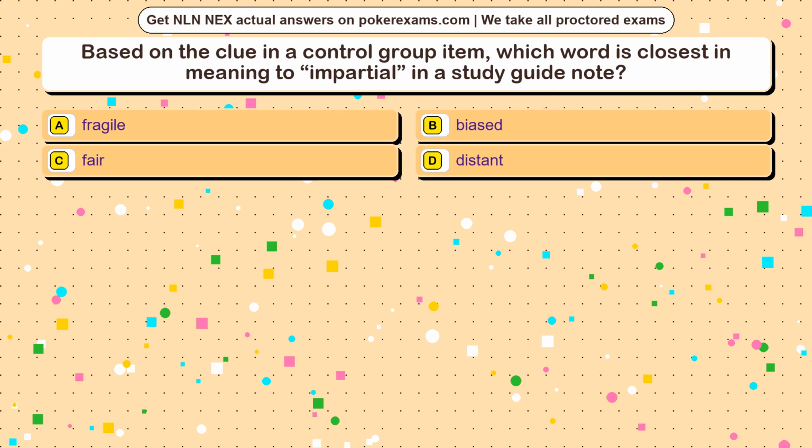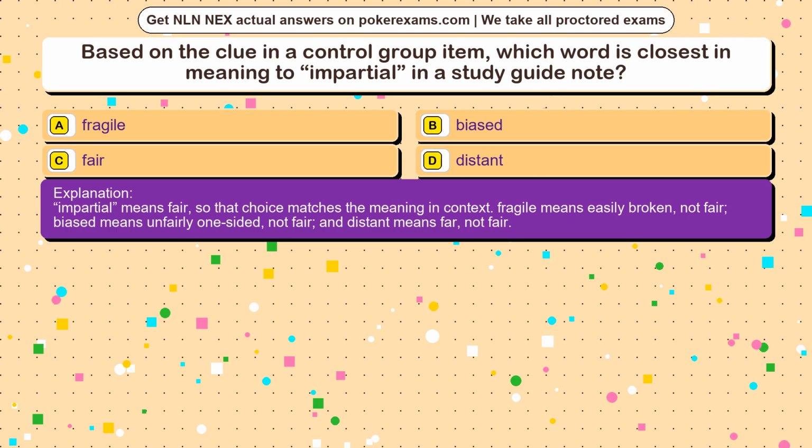The correct answer is option. Impartial means fair, so that choice matches the meaning in context. Fragile means easily broken, not fair. Biased means unfairly one-sided, not fair. And distant means far, not fair.